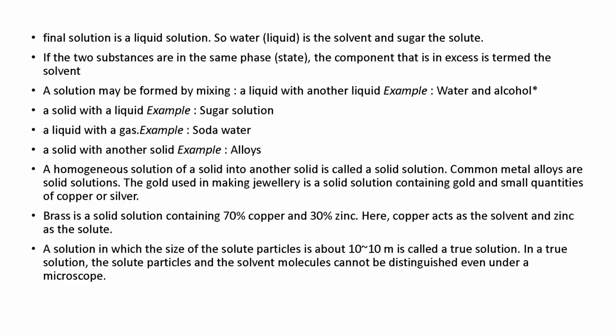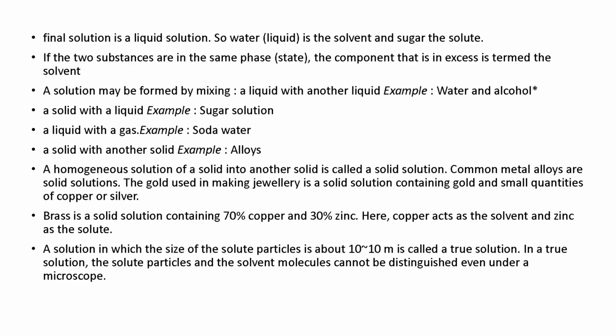Alloys are homogeneous mixtures. A homogeneous solution of a solid in another solid is called a solid solution, and common metal alloys are solid solutions. The gold used in making jewelry is a solid solution containing gold and small quantities of copper or silver. Brass is a solid solution containing 70% copper and 30% zinc. So brass is an alloy, a mixture of copper and zinc, with 70% copper and 30% zinc.